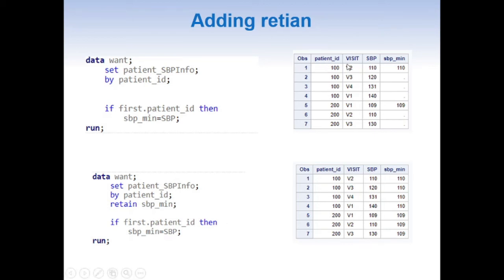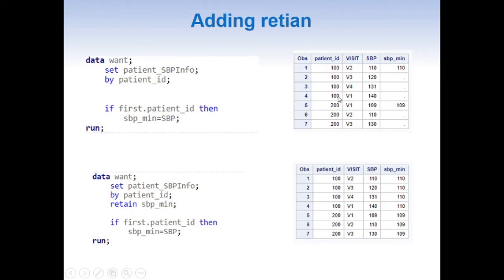This is first.patient_ID for the ID 100, and we are going to have this value, which means we are going to capture the value of SBP into SBP_min. And here we have missing values. As we have set to retain, this value is going to get retained.